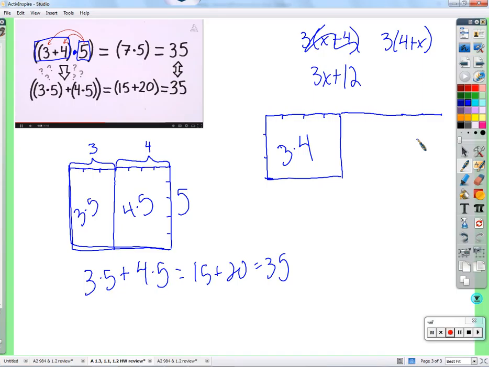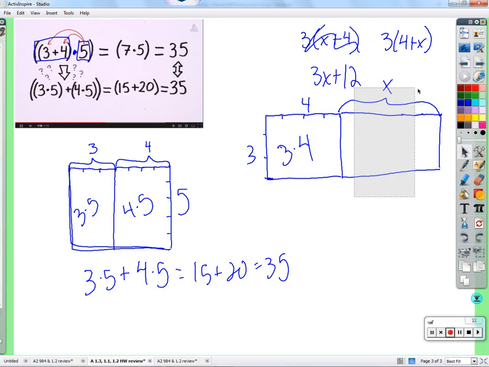So if I draw it this big, it looks like 4, right? If I draw it this big, it looks like 5. If I draw it this big, it looks like 6. The thing we have to use our imagination on is, the length that I draw here for x is just representative of some unknown length. Okay?